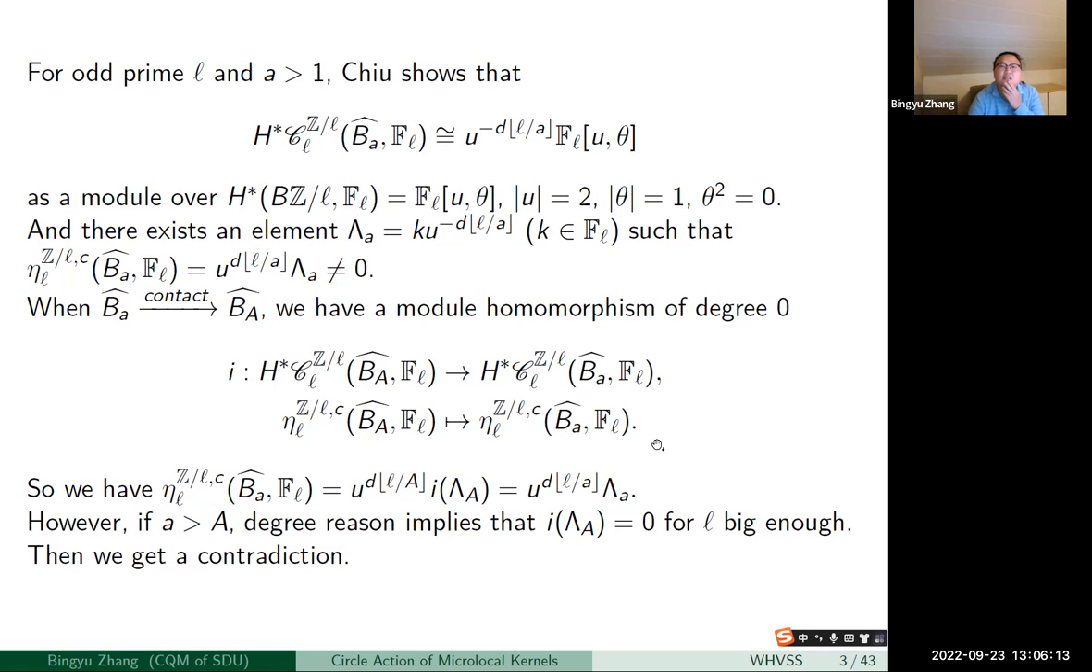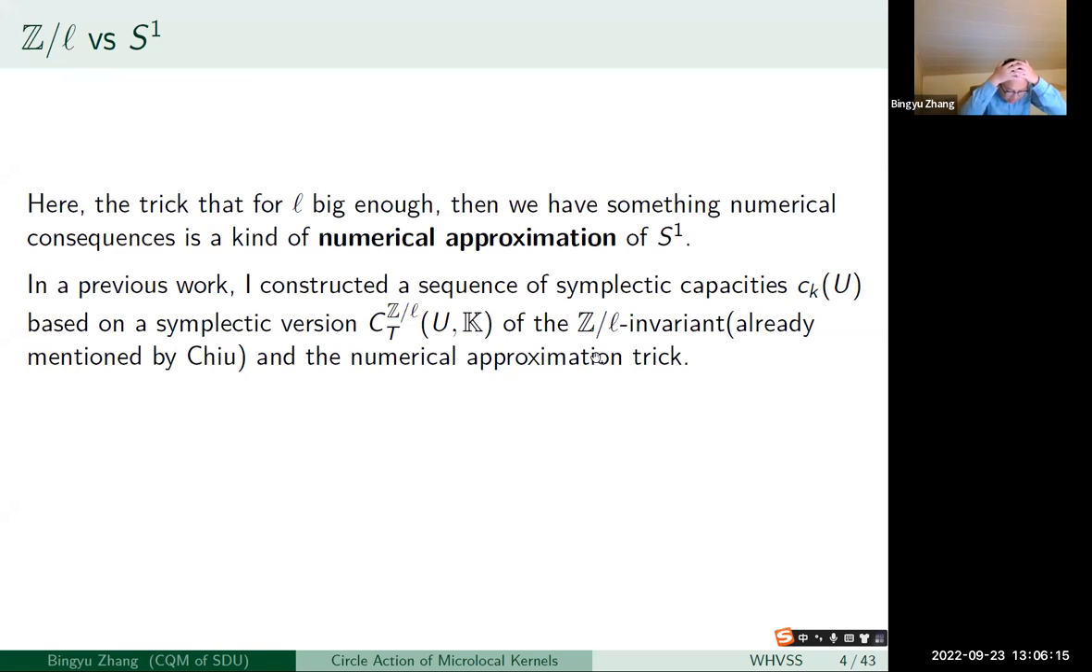The point is that we use a trick: if L is big enough, then we get some numerical consequence, for example, small a is smaller than capital A. This is a kind of numerical approximation, which I call the numerical approximation. In my previous work, I constructed some capacity using this idea.